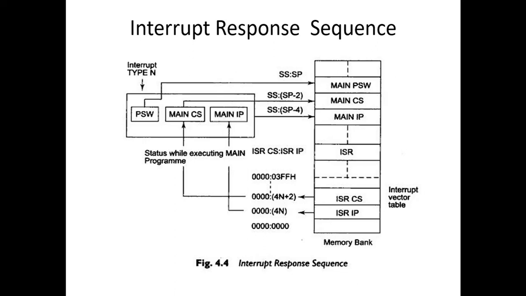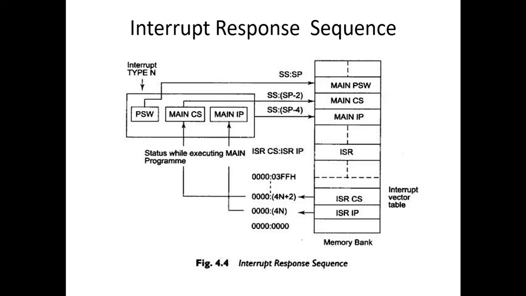Here we can see that we are executing the main program, and whenever an interrupt occurs, we have to store all the content of the PSW, CS and IP to the stack. In the 8086, an external device can send an interrupt signal to the processor through the pin NMI or INTR. At that time the CPU is executing a program. So the CPU first completes the execution of the current instruction. The IP is then incremented to point to the next instruction.